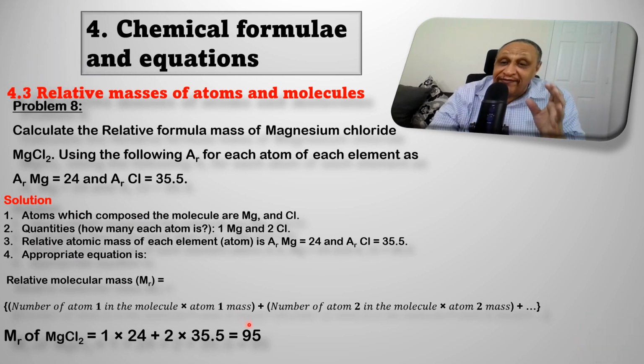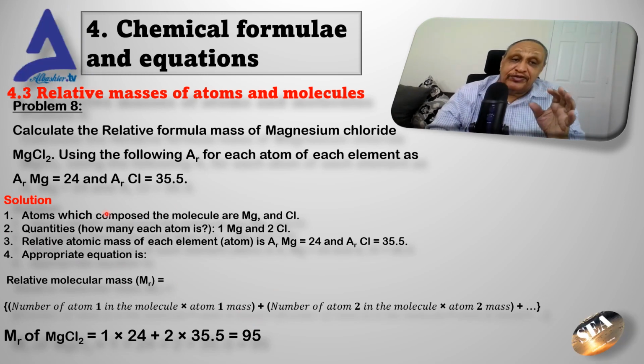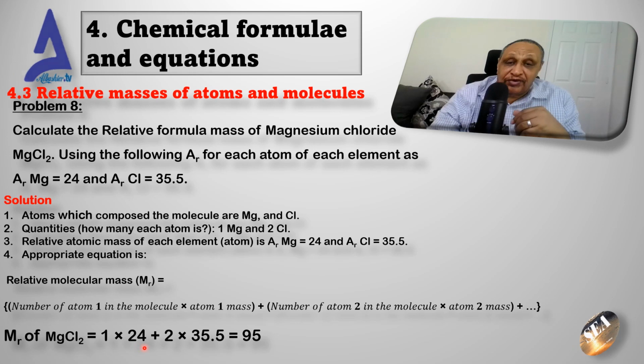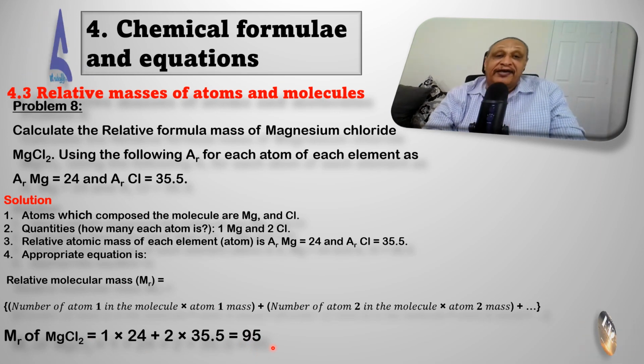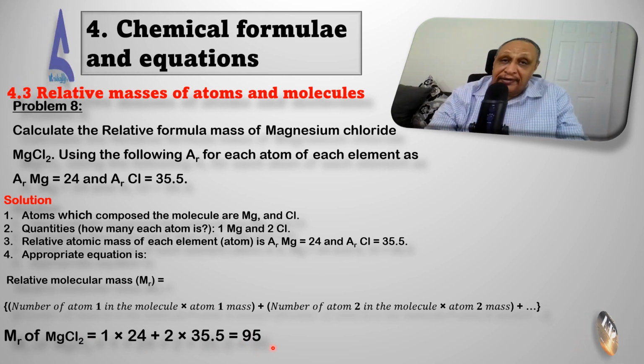You have a protocol of 5 steps. You apply the protocol and then you end with 1 multiplied by 24 plus 2 multiplied by 35.5. When you do the math, it's going to be 95. Very simple, very direct.